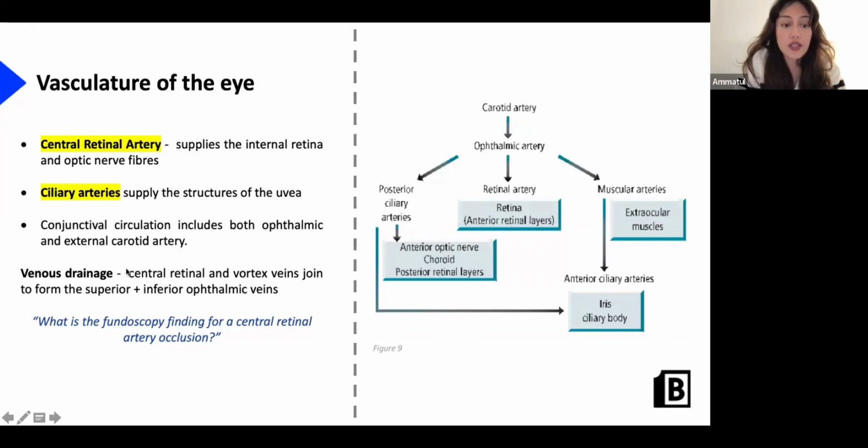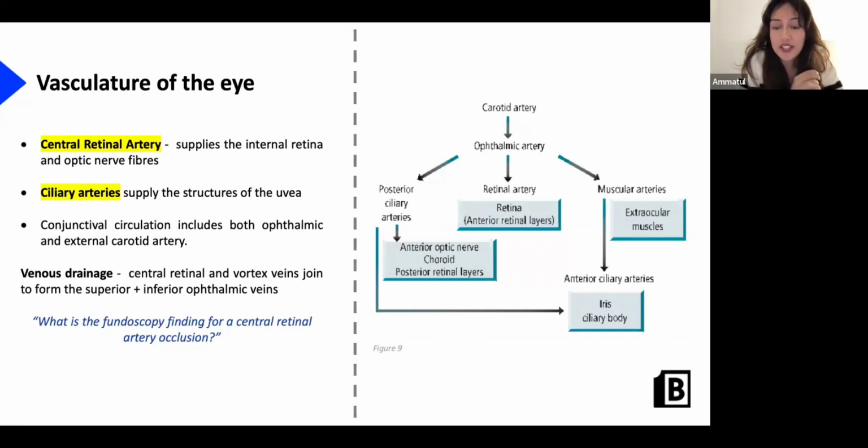This is clinically significant because if you think about central retinal artery occlusion, there are specific findings that you'd see on a fundoscopy that would coincide with blockage of this artery. So just think about what you would see on a fundoscopy for a central retinal artery occlusion.